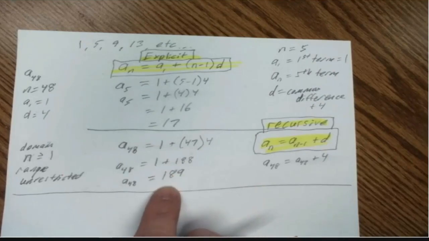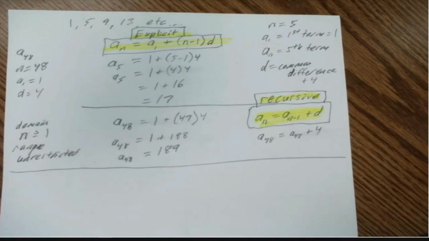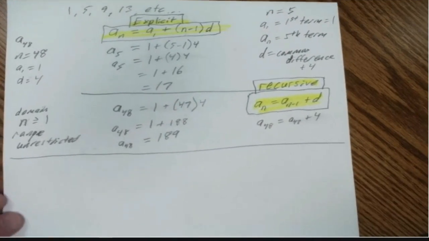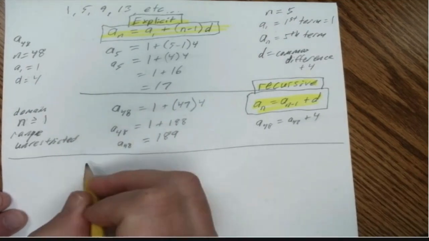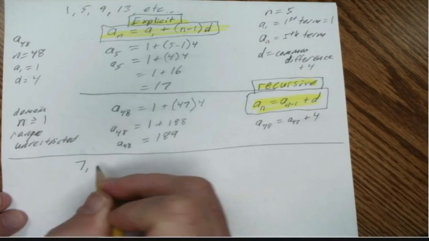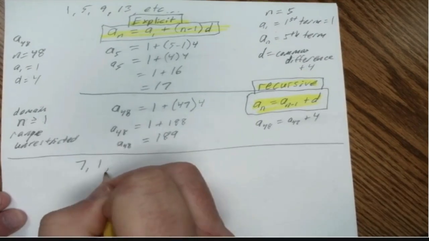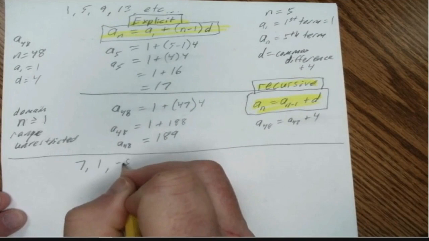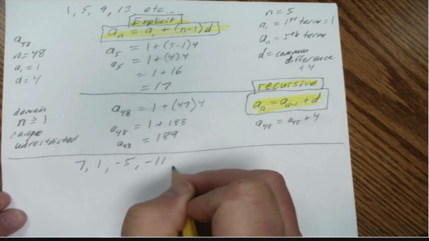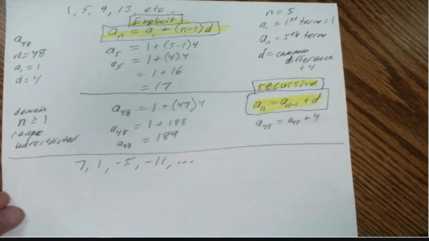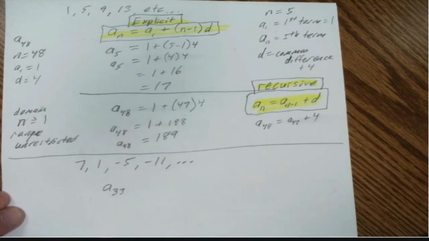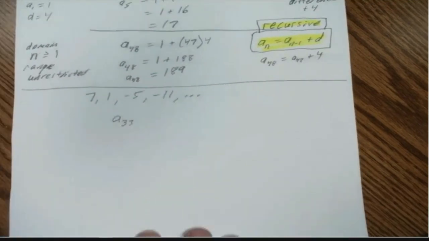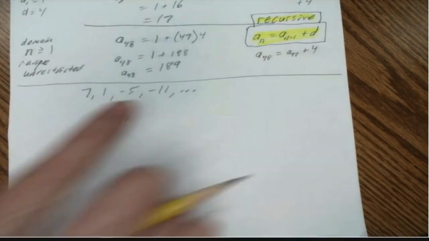Okay, so let me give you one to try, and I'm going to have you put the answer in the chat. Let me give you a sequence here. We're going to start with 7, and then we're going to do 1, negative 5, and negative 11, and so on. And I want you to give me the 33rd term of this arithmetic sequence.